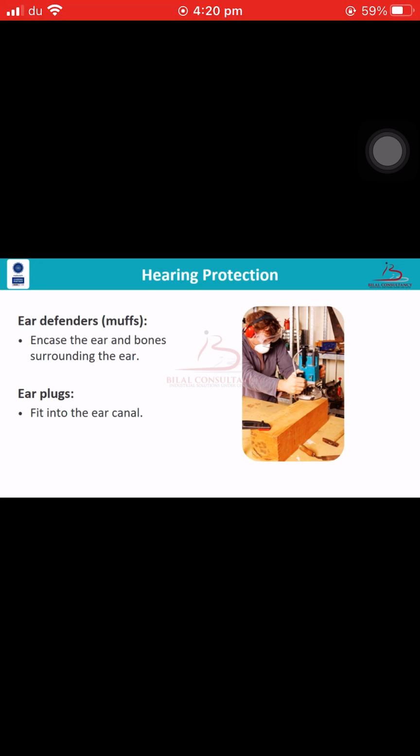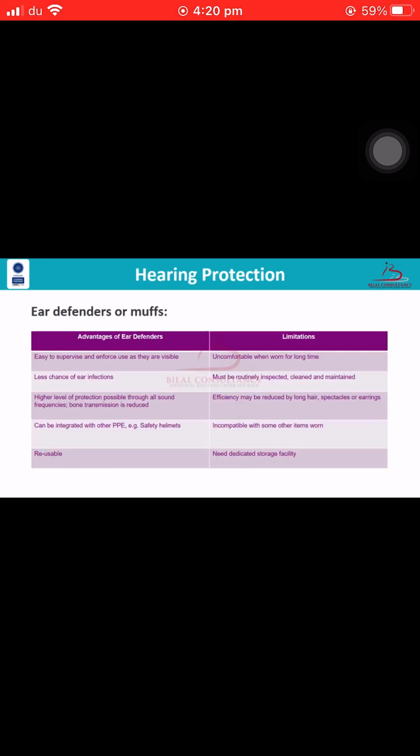Ear defenders have their own limitations and advantages. Earplugs also have their own limitations and advantages. Now we will discuss those limitations and advantages. So first we will discuss the advantages and limitations of ear defenders. They are easy to supervise and enforce use as they are visible. For example, if one worker is wearing ear defenders, and I am passing by that worker, I can see even from a longer distance that he is wearing them. In the case of ear plugs, we cannot see because they are too small in size. They cannot be seen from a longer distance.